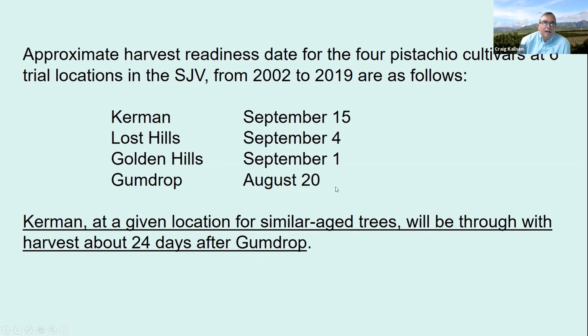So here's some of the average dates we've had over our trials. Golden Hills or Gumdrop, we've usually on average harvested by August 20th. Golden Hills, September 1st, Lost Hills a little after September 4th, and Kerman, September 15th. And these are Kern County values. So at a given location for similar age trees, Kerman will be through with harvest about 24 days after Gumdrop. So that's a considerable period of time.